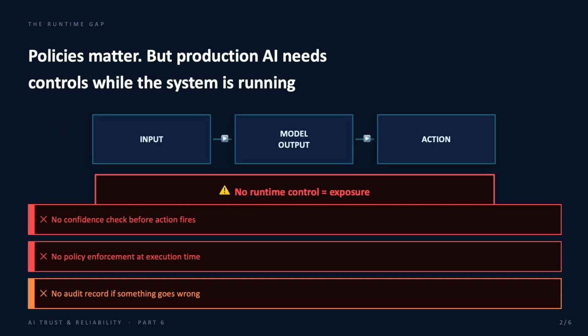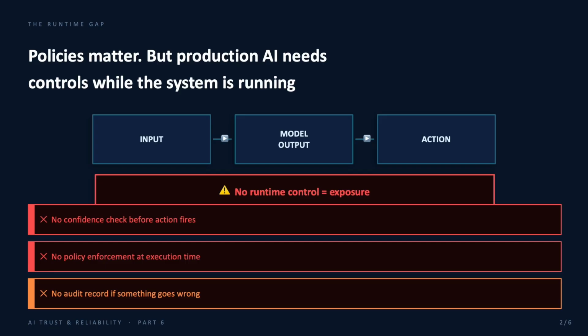This is the runtime gap. In production AI, risk does not stop at the model output. The output usually triggers something. It may route a case, assign severity, call an API, send a response, update a record, or influence a business decision. If there are no runtime controls in that path, the system is basically trusting the model to be right every time. That is not a serious production operating model.